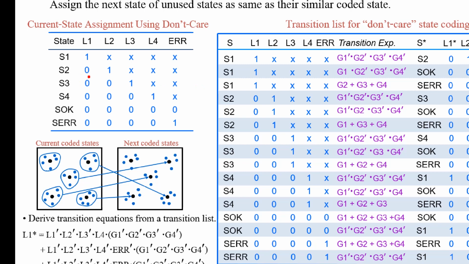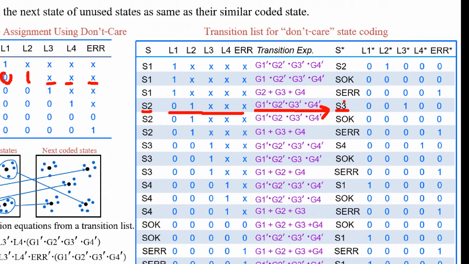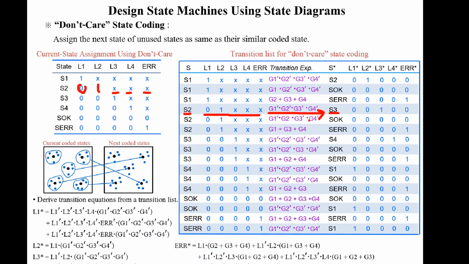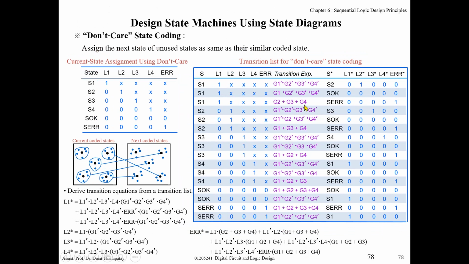For S2 also, S2 is 0, 1, 0, 0, 0, right? So the undo state that begins with 0, 1 has a similar binary code to this S2. So if S2 goes to S3 by this input condition, the undo state that has a similar binary code of this also goes to this state S3. So by this method, it's called don't care state coding.